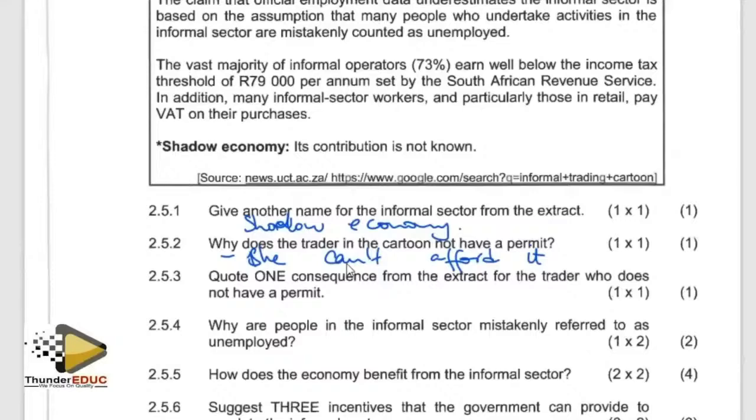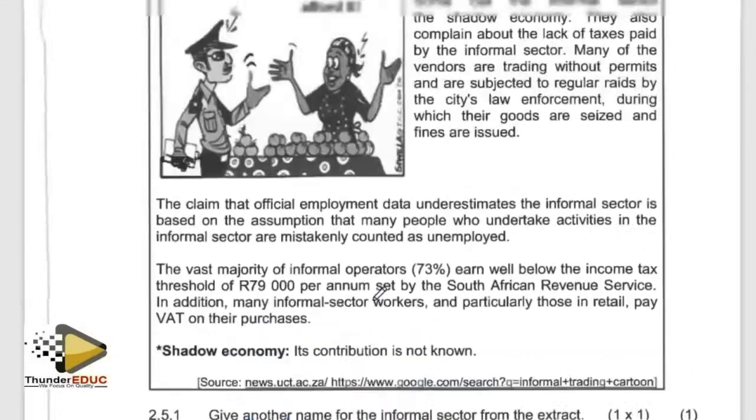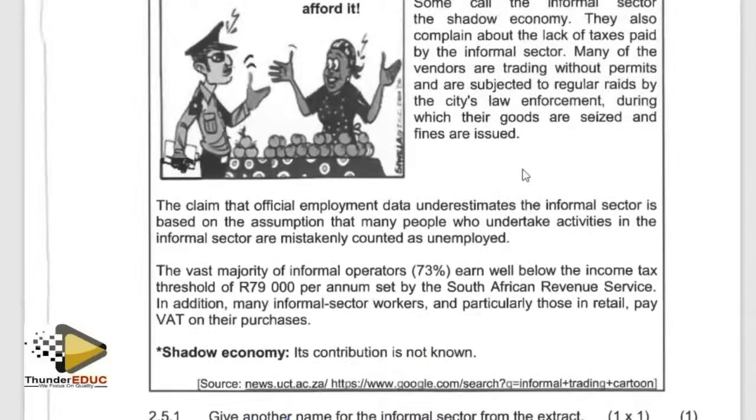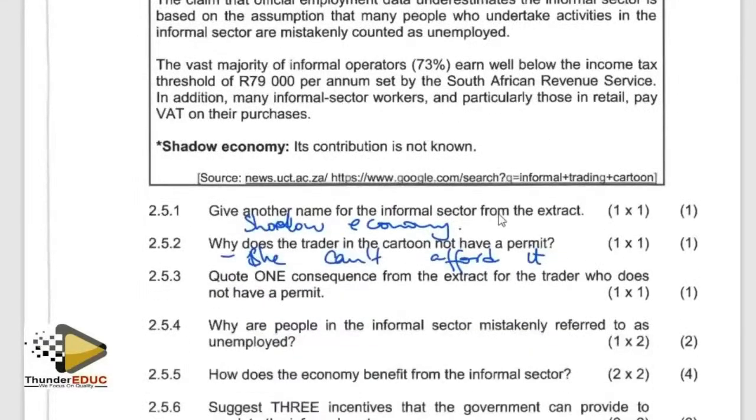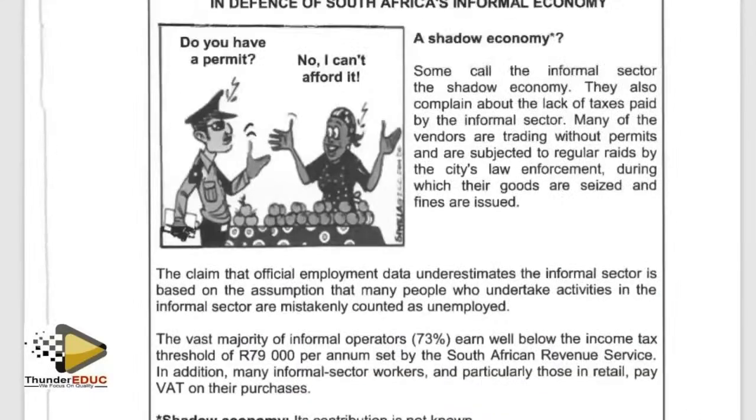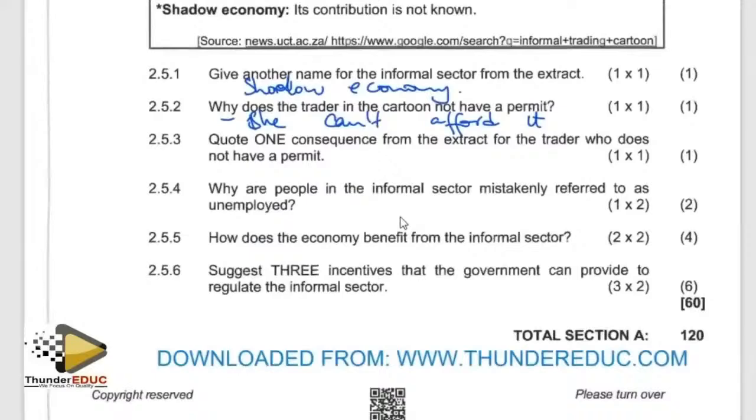Okay. Quote one consequence from the extract for the trader who does not have a permit. Somewhere it is written that their goods are seized and fines are issued. So the question is saying, give one consequence from the extract for the trader. So these vendors are trading without permits and are subject to regular raids by the city's law enforcement, during which their goods are seized. So besides the raids, goods are seized and fines are issued.